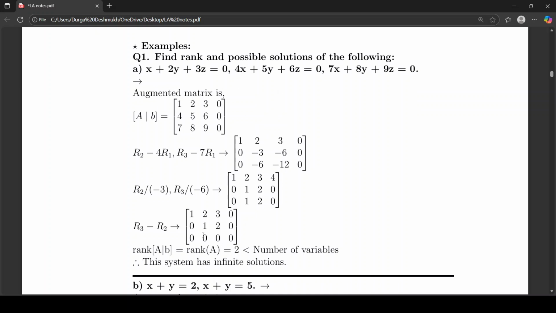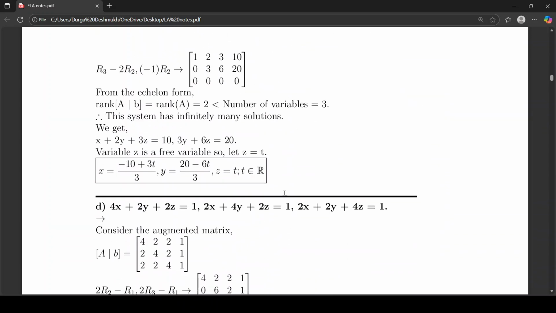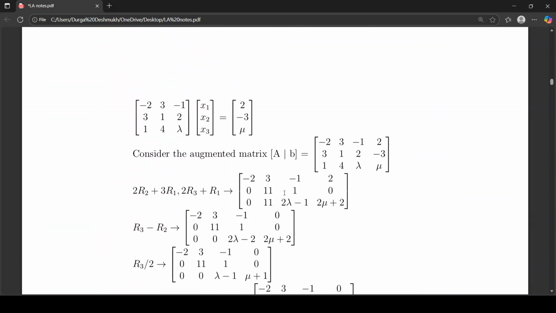Here you can see that the rank of the augmented matrix is equal to the rank of the original matrix, but it is less than the number of variables. Therefore the system has infinite solutions. Similarly, there are various other examples, a lot of examples.